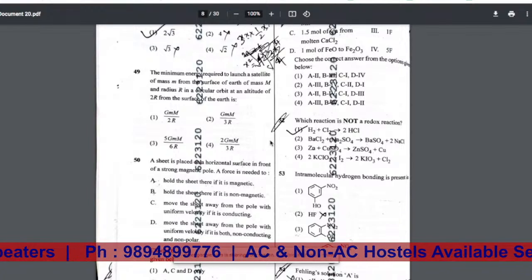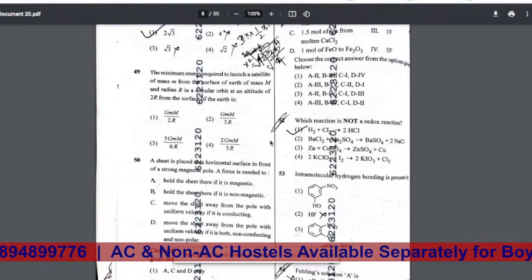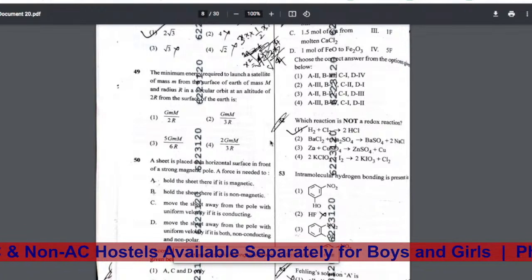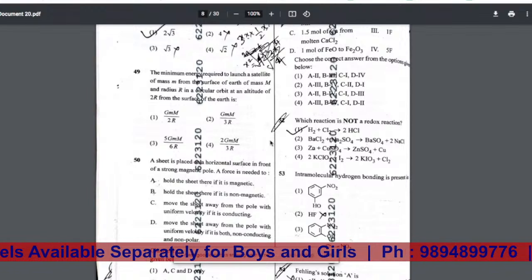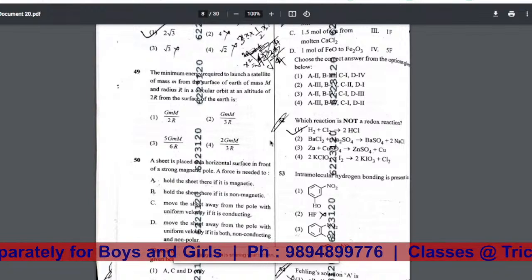So the correct answer for this is the second: BaCl2 plus Na2SO4 gives BaSO4 plus 2 times NaCl. So this is the correct answer for this. This reaction is not a redox reaction.